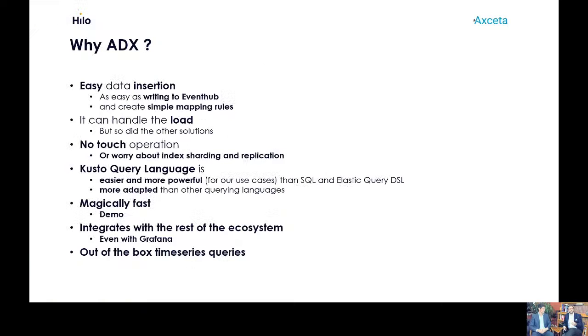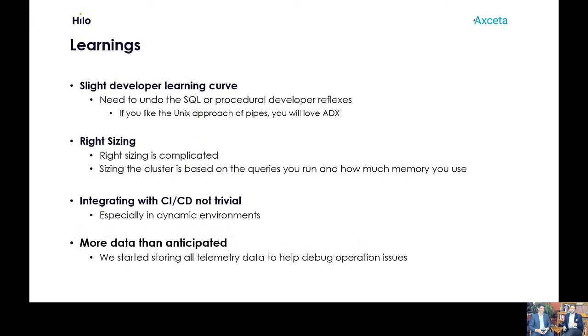So why did we choose ADX? Well, it's a no-touch operation tool, so we don't have to worry about sharding or replication or index management. Really, write data, query it. That's pretty much it. The query language, KQL, is very adapted to what we're trying to do. Blazingly fast, magically fast. I think the engineers must have thrown some pixie dust at it to make it run faster. I don't know. It integrates with the rest of the system, and so on and so forth. There are many good reasons to use it, or at least many good reasons why we chose it over the competitors.